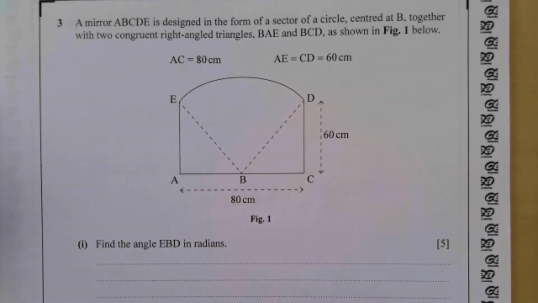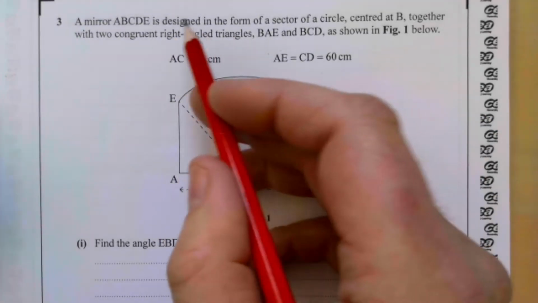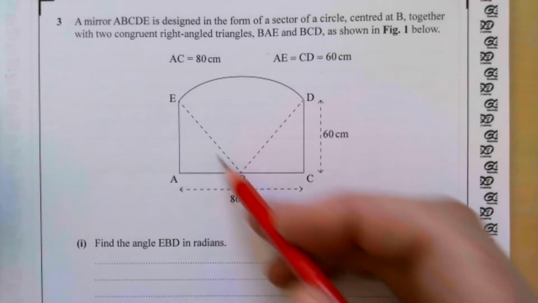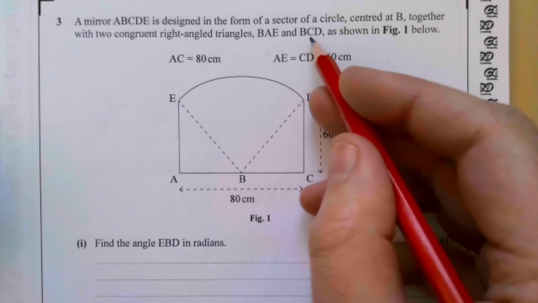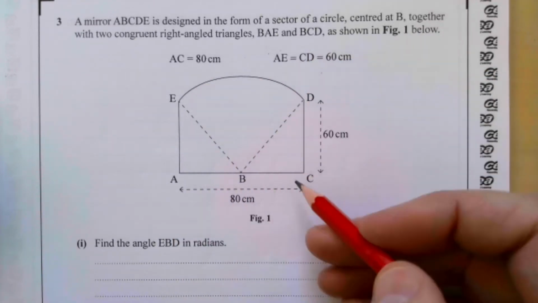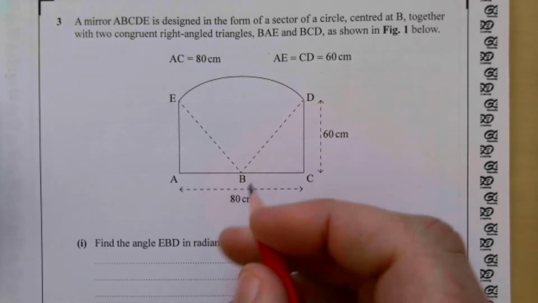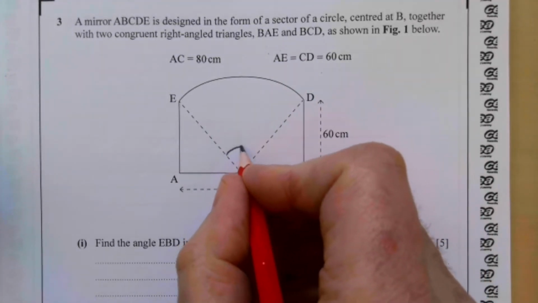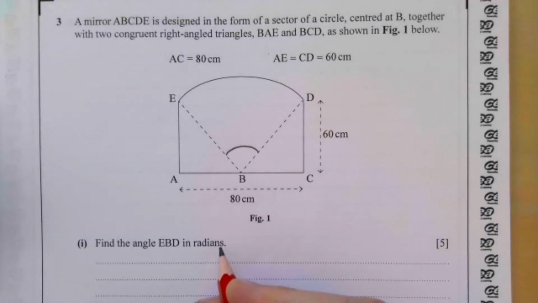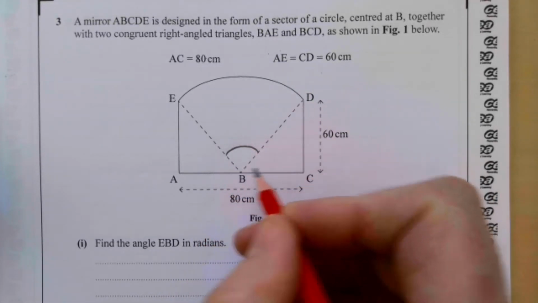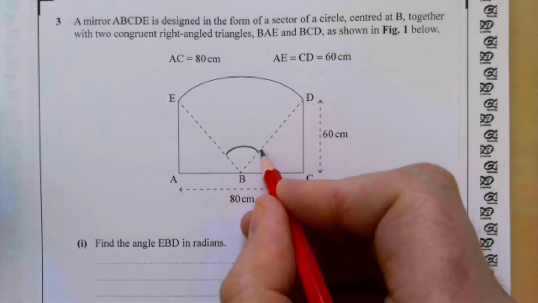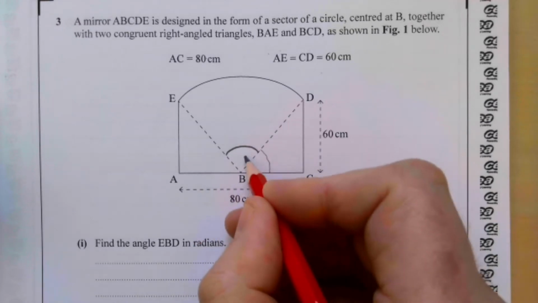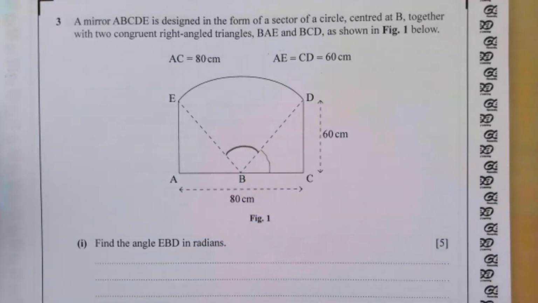Question 3 then. A mirror ABCDE is designed in the form of a sector of a circle, which is this bit, centered at B, together with two congruent right-angled triangles, BAE and BCD is shown below. That's 80, that's 60. Find the angle EBD in radians. So we're trying to find this angle here. Because it's in radians, this here would obviously be 180 degrees or pi, as in all the way across that. And these are congruent, so they're the same size. So if we find this angle here, times it by 2, take it away from pi, in other words 180, then we'll be able to get our angle EBD that we're looking for.